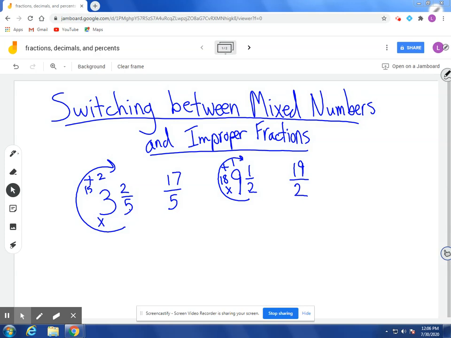Okay, and again, this comes in really handy if we're ever adding and subtracting, because you can never go wrong by having the improper fraction. Sometimes it's easier, and then definitely when multiplying and dividing, you need to have the improper fraction.